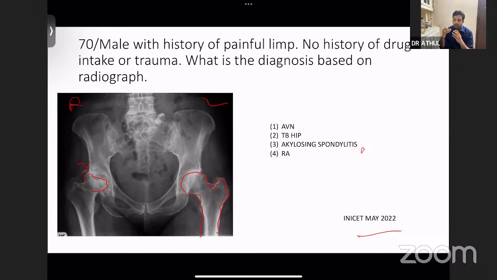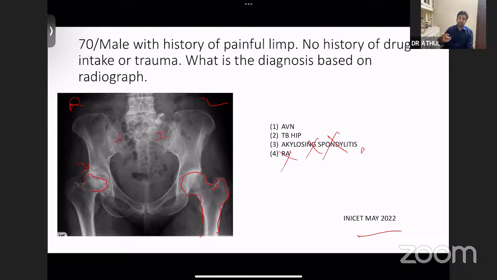So you should make the diagnosis by exclusion. What happens is first we can see AVN. Yes, it is a potential cause. Tuberculosis of the hip, a potential cause. Ankylosing spondylitis, another potential cause. But you can rule out ankylosing spondylitis because first of all, in ankylosing spondylitis, it will involve the SI joints. Here, the SI joints are normal. So we can rule out ankylosing spondylitis.